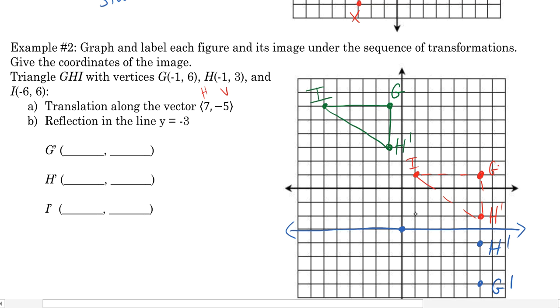So I is 1, 2, 3, 4 above, 1, 2, 3, 4 below. And make sure that you're including your tick marks with your image so that we can identify which is your pre-image and which is your image. So that would leave G at 1, 2, 3, 4, 5, 6. So 6, -7. Is that -7? 1, 2, 3, 4, 5, 6, 7. Yep, -7. H would be at 6, -4, and then I would be at 1, -7.